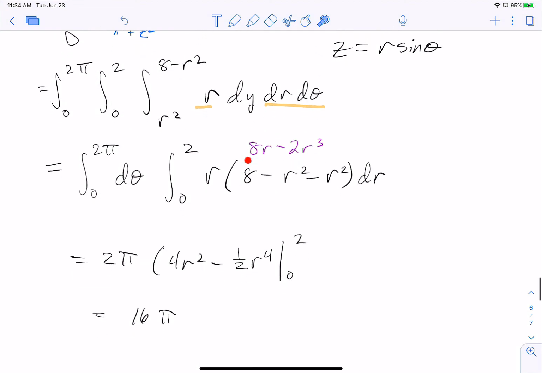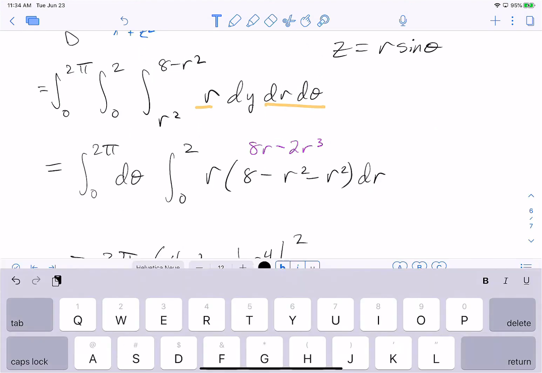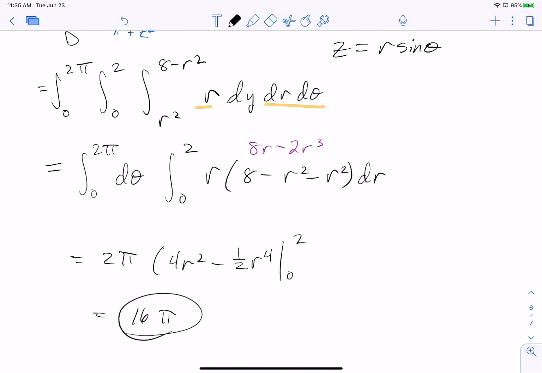I made a little note to myself here inside the parentheses. 8 minus r squared minus r squared becomes 8 minus 2r squared, and then distributing the r is going to give me an integrand of 8r minus 2r cubed. The integral from 0 to 2 pi d theta is simply 2 pi, and then integrating 8r minus 2r cubed from 0 to 2 is going to give us 4r squared minus 1/2 r to the 4th, evaluated from 0 to 2. Our final result is 16 pi.